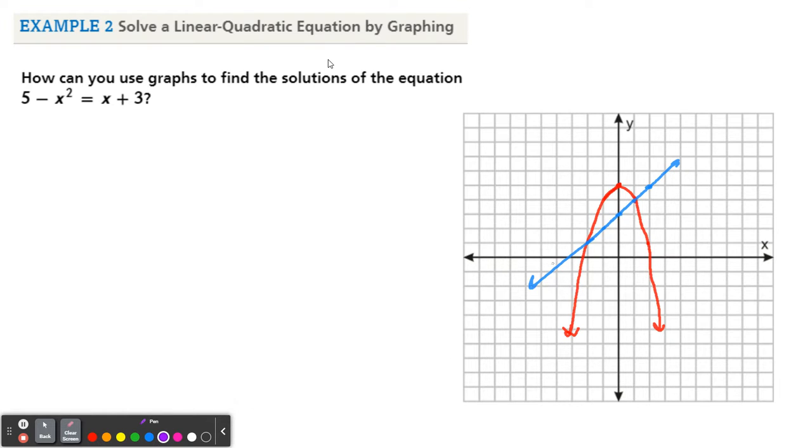And you can see that it does have two intersection points, so this line is acting as a secant line, and those two intersection points are (negative 2, 1) and (1, 4). And those are the two solutions to this system. Okay, next one.